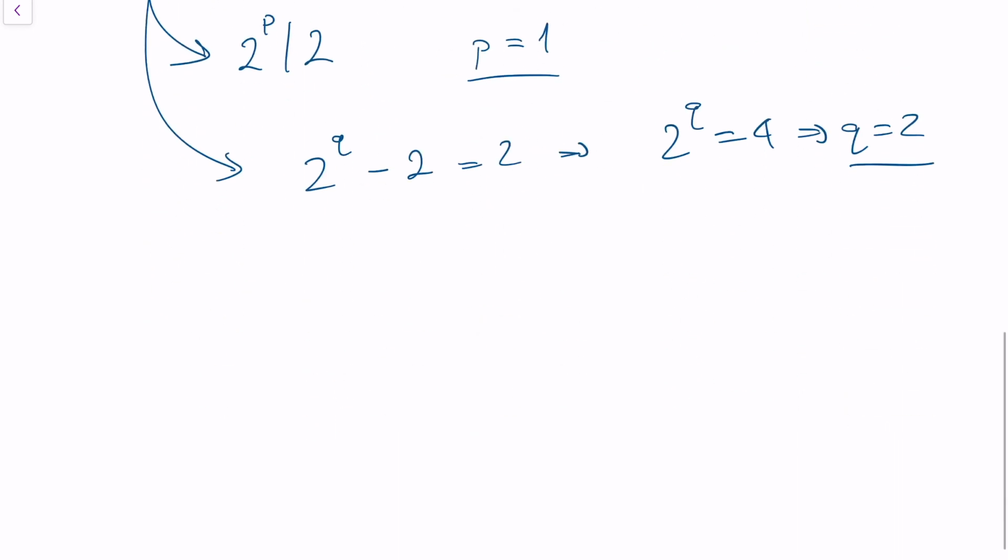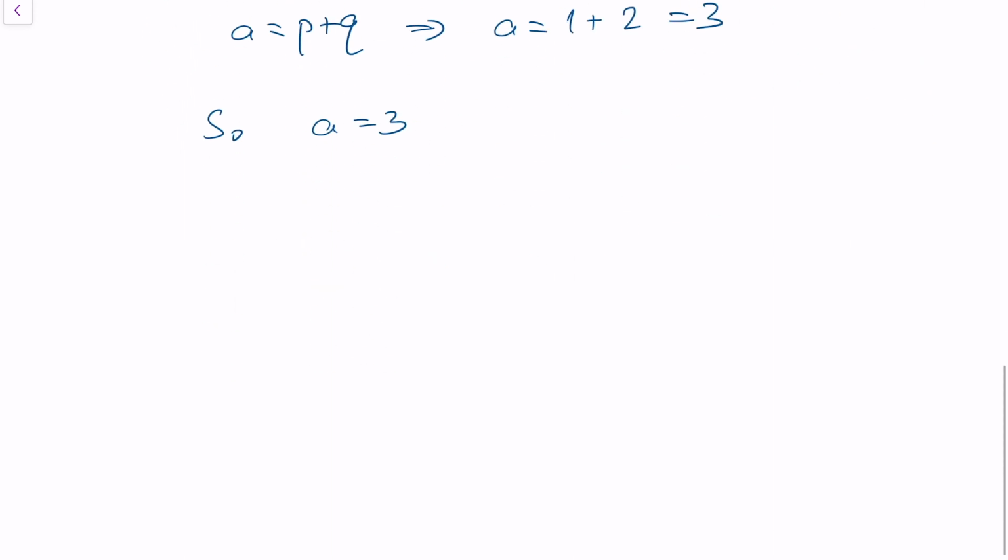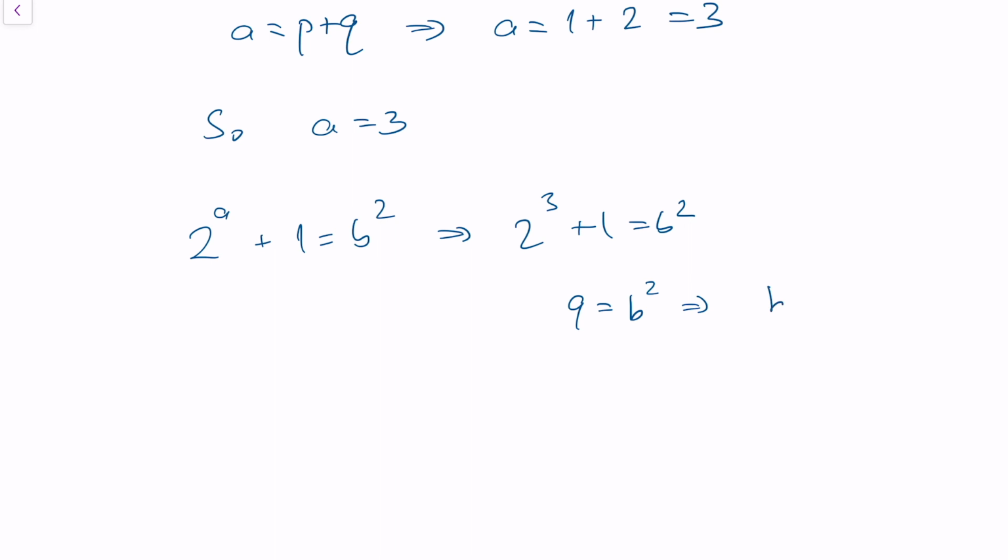But we also said that a is equal to p plus q, so that implies a is equal to 1 plus 2. That's equal to 3, so we have a is equal to 3. And the equation was 2 to the a plus 1 is equal to b squared. That implies 2 to the 3 plus 1 is equal to b squared. So we have 8 plus 1, which is 9. That's equal to b squared, which implies b is equal to 3. A is 3, b is 3. So the solution is a is equal to b, and that's equal to 3.